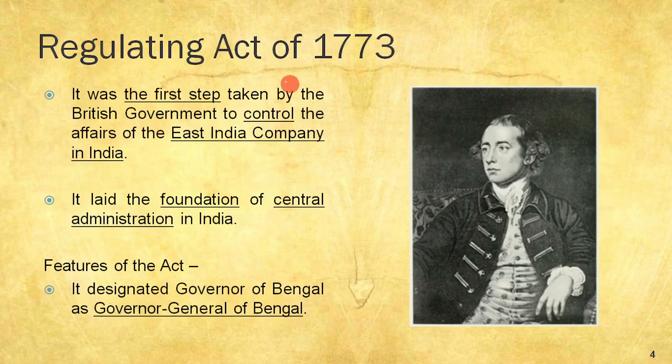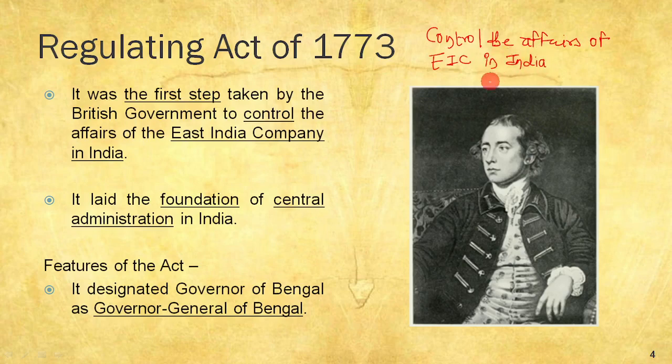Okay, so now we are going to discuss the Regulating Act of 1773. The Regulating Act of 1773 was passed by the British Parliament to control the affairs of the East India Company in India.